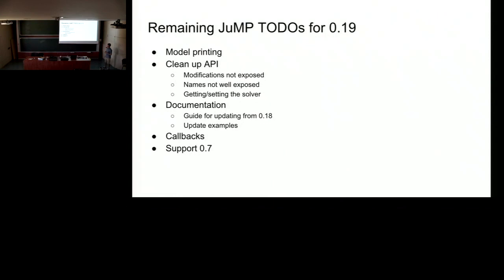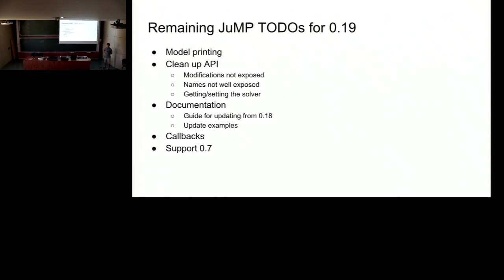What is not yet done? JuMP 0.19 is not released yet. The major blockers for this: we don't have model printing set up yet. We need to tidy up the API, so there are some places where you need to use the MOI version of things. We don't have a nice JuMP version, for example, for modification and setting the solver. We intend to tidy that up. Documentation, as I mentioned, is missing.